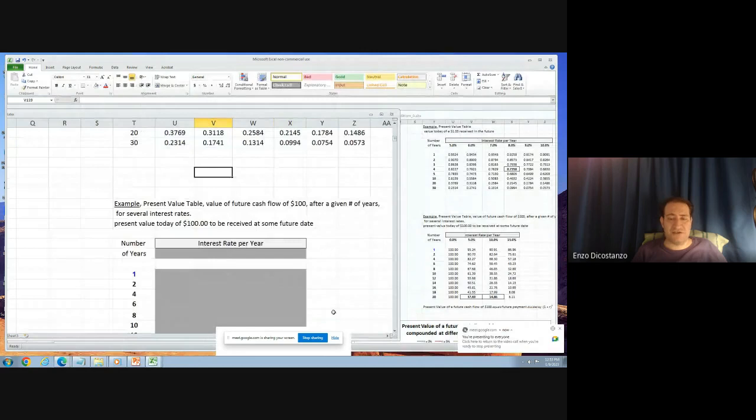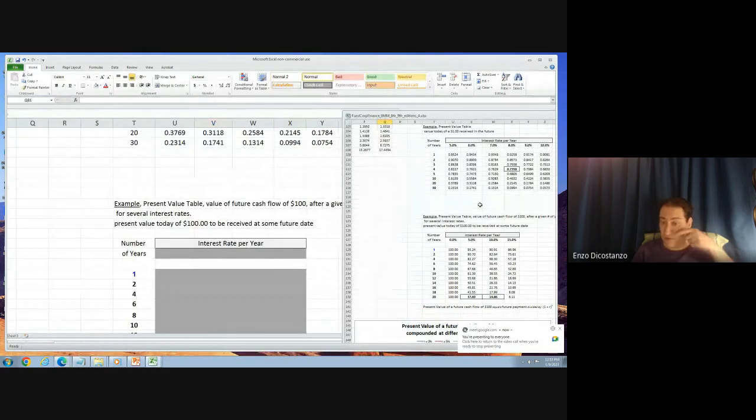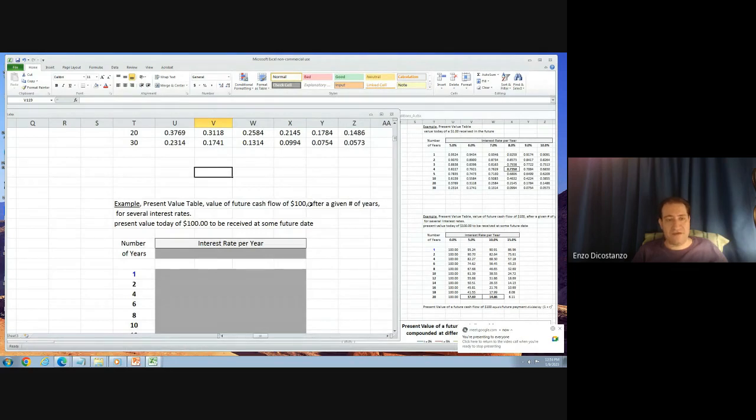Okay, so now you're talking about $100, not just $1 anymore. Okay. After a given number of years for several interest rates. Okay, and actually, what's better here is to do this.